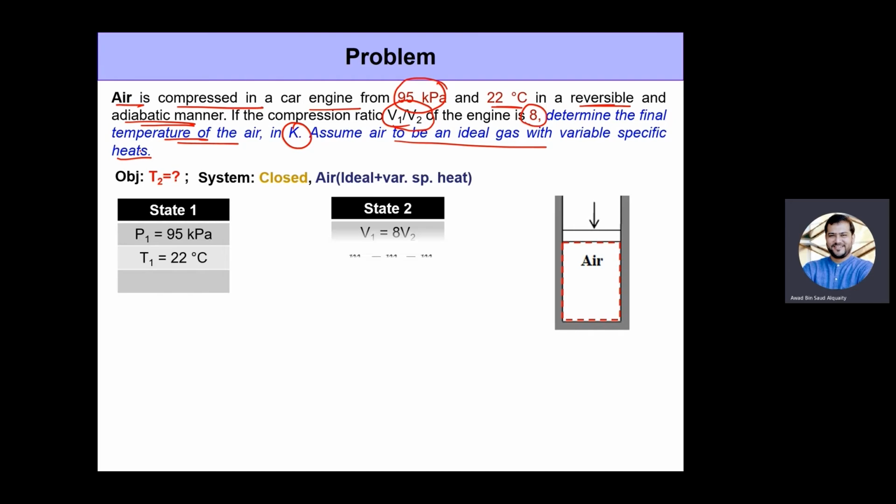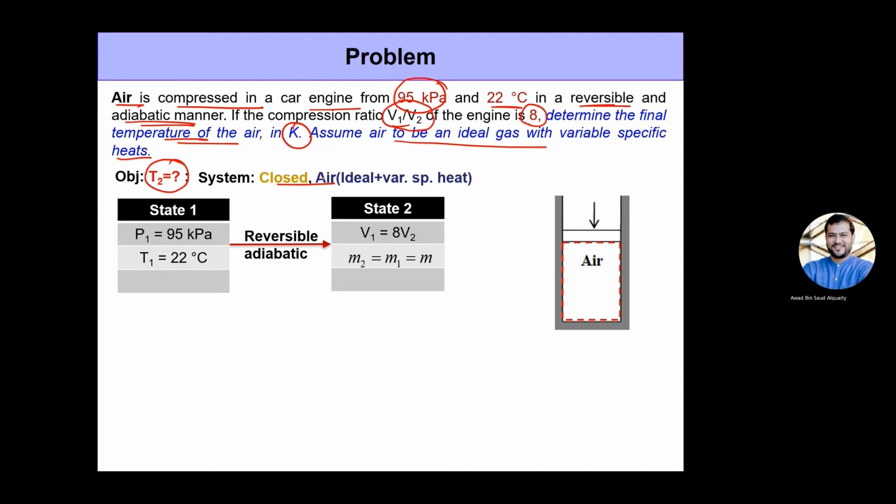All right, so we have to determine the final temperature, T2. The system that we're dealing with is a closed system, and it consists of air, which we're going to treat as an ideal gas with variable specific heat, as specified in the question. At state 1, we have the pressure and temperature given to us, and we have been told that the compression is reversible and adiabatic, which basically means that it is isentropic. Okay. It's an isentropic compression.